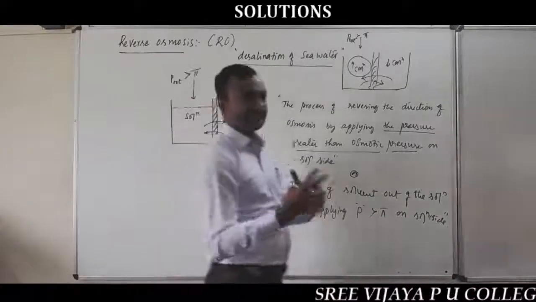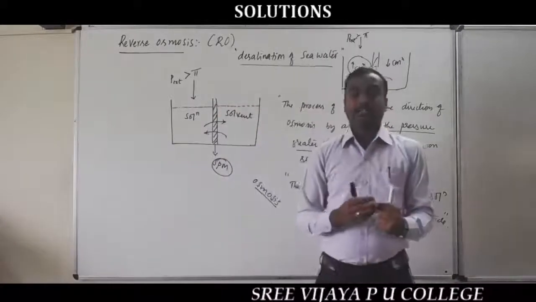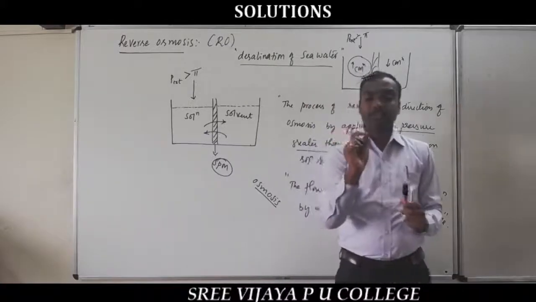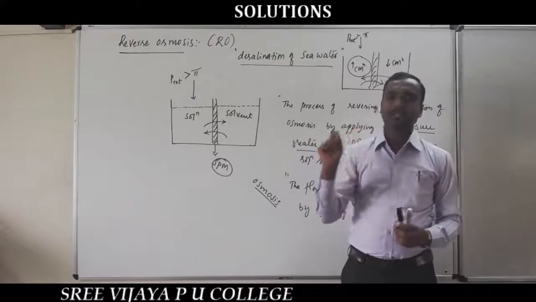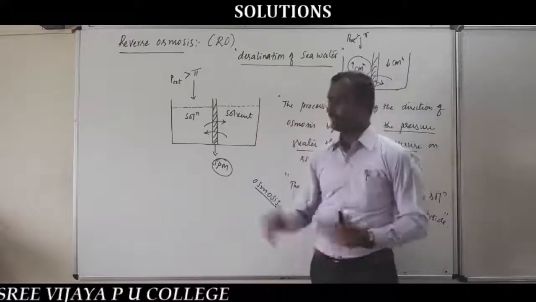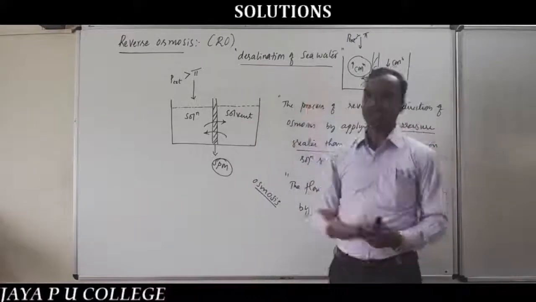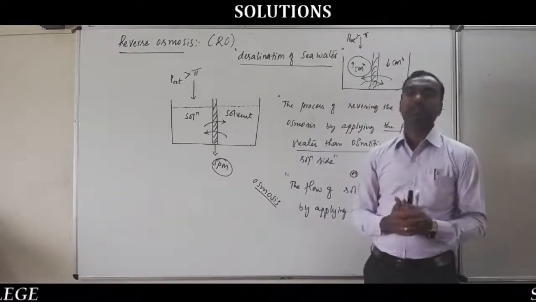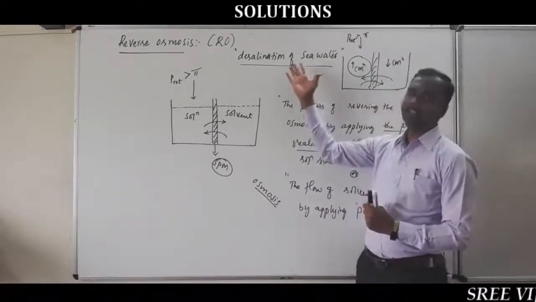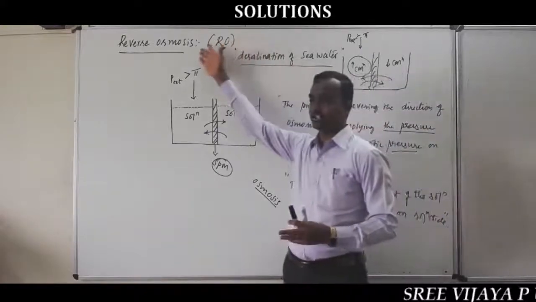Or in another way, a question can be asked: write one application of reverse osmosis. Mention one application of reverse osmosis. 1 mark question, very simple. Desalination of seawater is an important application, that is, purification of water or removal of salt from seawater. It's the best example, the best application of reverse osmosis.